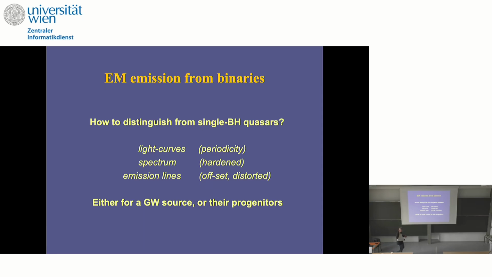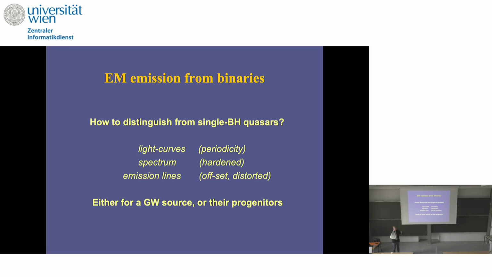If what we're talking about here is, going back to my motivation yesterday, gas is very efficiently fueled to the center. The binary accretes it, so it's like a quasar. It should be very bright. How does it differ from a single black hole quasar? And then there are both categories you can think about.